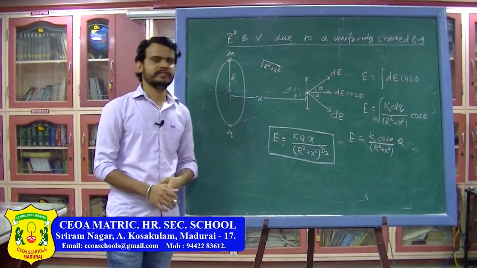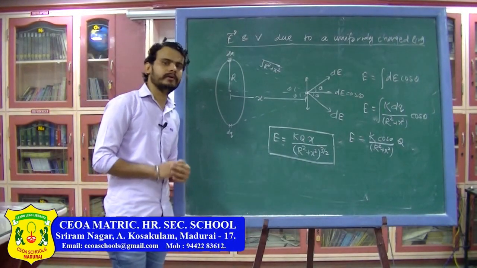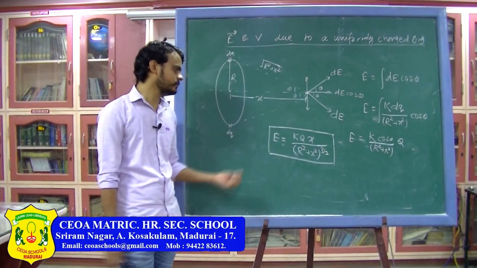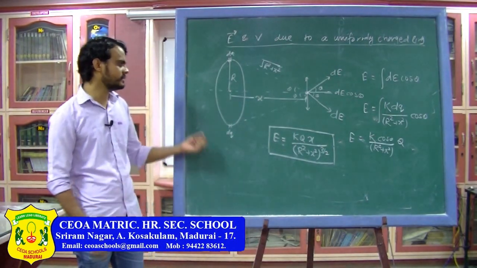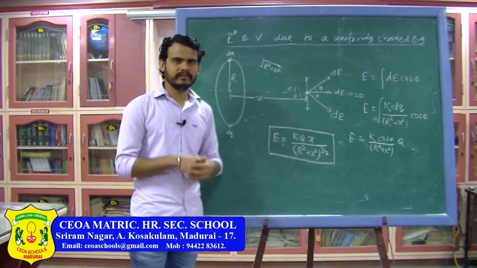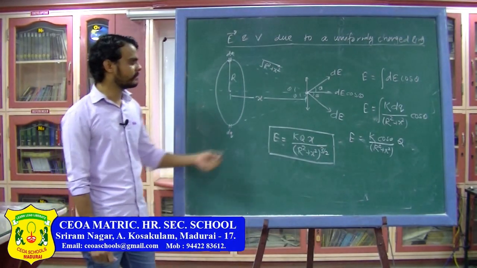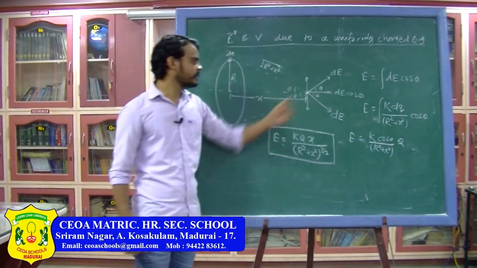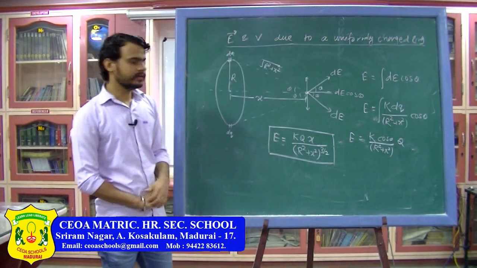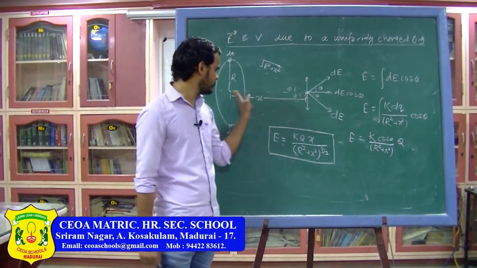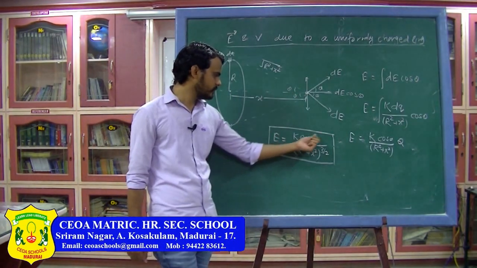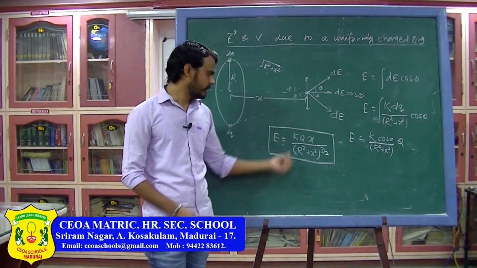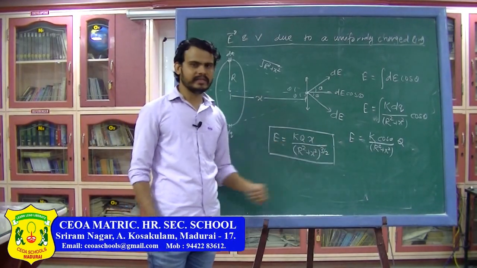Ultimately you have to remember this formula from your NEET exam point of view. This formula is not that significant, but still you should know how to find the electric field due to a ring on the axis. At the center we have seen the electric field is 0. On the axis, at a point which is x distance from the center, the electric field will be KQX divided by R square plus X square power 3 by 2.